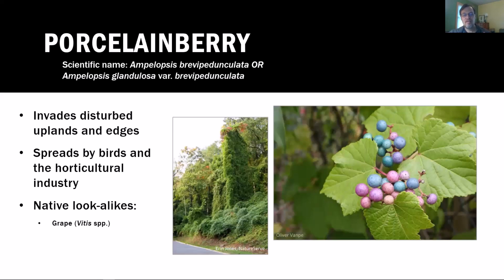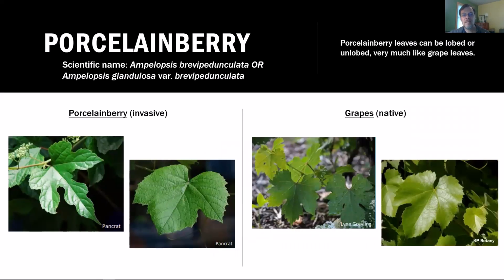The only look-alike, I would say, is a grapevine. Next slide, please. Looking at the leaves here, porcelainberry on the left and grape on the right. Sometimes porcelainberry leaves are lobed and grape leaves can be lobed, and sometimes they're less lobed, just as some grape leaves are less lobed. So if it's not in fruit, it might be a little hard to tell them apart sometimes just looking at the leaves.